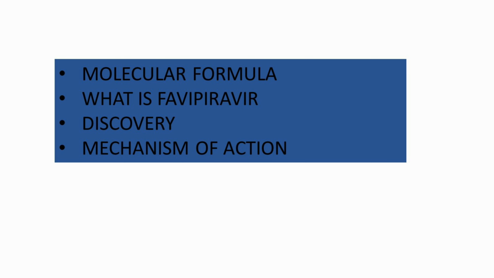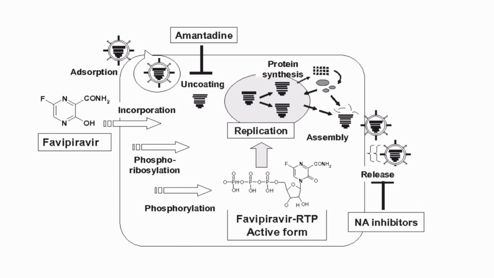Now let's look in detail at the mechanism of action of favipiravir with a figure. In this figure, other antiviral drugs are also given. So the mechanism of action of favipiravir is that once it is administered, it undergoes an intracellular phosphoribosylation to form an active form, that is favipiravir RTP, or favipiravir ribofuranosyl triphosphate. This active form is recognized as a substrate by RNA dependent RNA polymerase and inhibits the RNA polymerase activity.